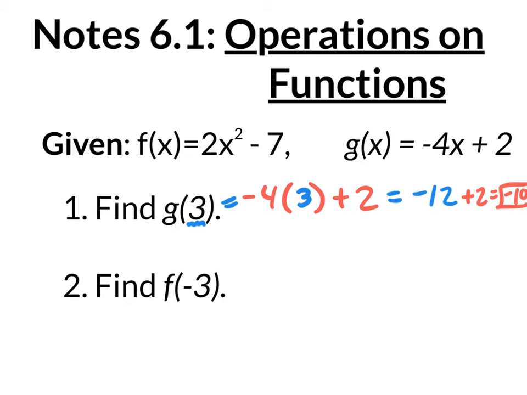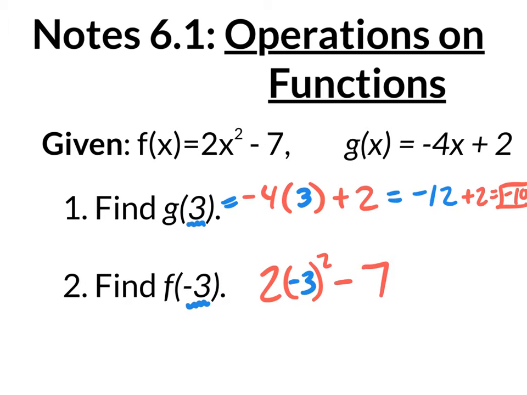Has anybody done it? Go ahead, take your time, do it. Let's actually show our work on number 2. Again, this is saying go to your f of x function and plug in negative 3. Here's my f of x function. I'm going to rewrite it, but instead of the x, I want to put parentheses. So I have 2x squared minus 7, and inside of the parentheses, I'm going to replace the x with the negative 3.